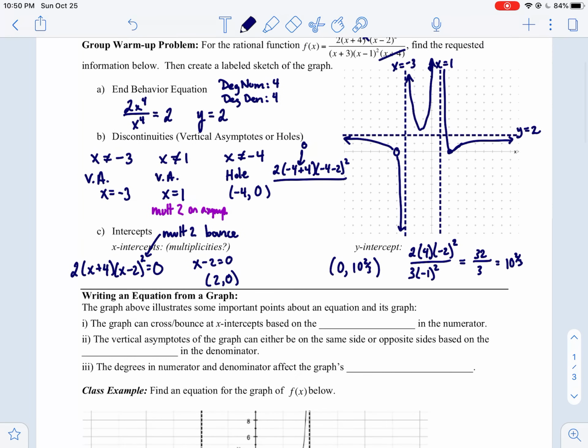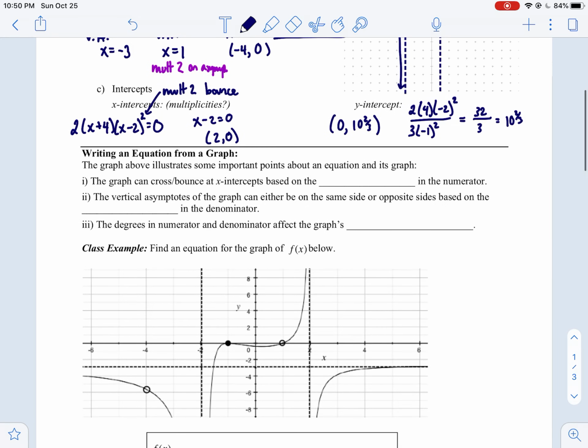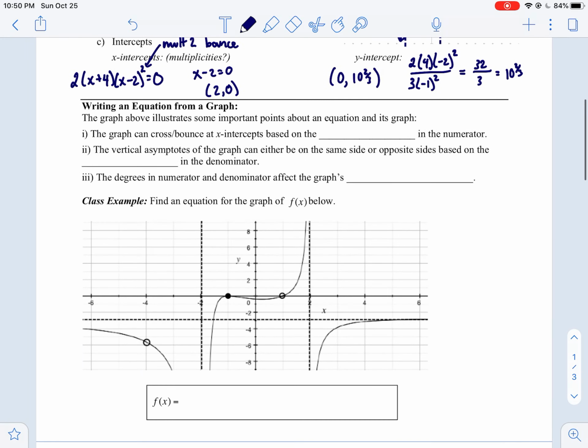So if those are all key pieces of information, then let's think about how we could use that information to write the equation. All right, so the idea here is if I have a graph, can I use this graph to figure out what the equation would look like? So a couple things to always keep in mind is that the graph can cross or bounce at the x-intercepts, and that is, of course, based on the multiplicities of the numerator, right? So the numerator is creating the x-intercepts. So anywhere that you have a multiplicity of 2, that's going to make it bounce. Or odd, it's going to cross.